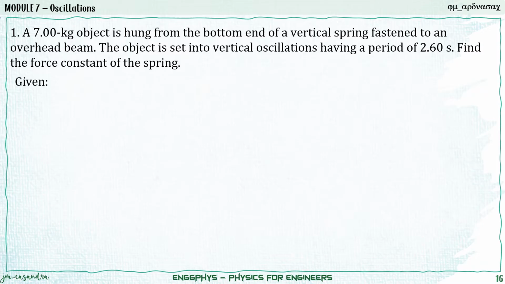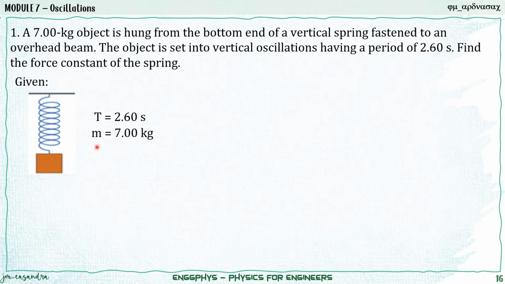So for this problem, we have our given. We have here our mass, and we have here your spring. We're given our period, 2.6 seconds. Again, period is the time it would take to complete one cycle. We're given the mass at 7 kilograms. For our required, we want to solve for the value of K, our force constant.